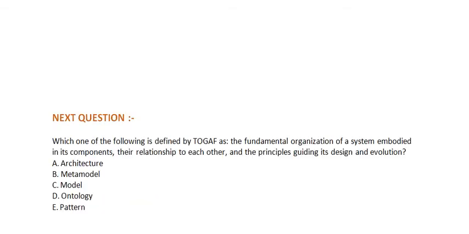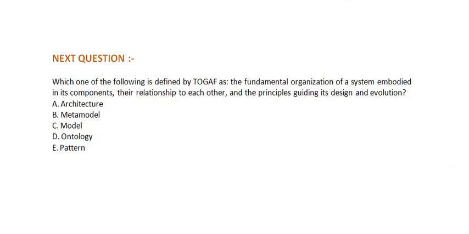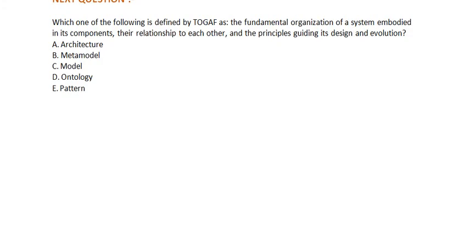Next question is, which one of the following is defined by TOGAF as the fundamental organization of a system embedded in its components, their relationships to each other, and the principles guiding its design and evolution? Option A, architecture. Option B, meta model. Option C, model. Option D, ontology. And option E, pattern. The correct answer is option A.